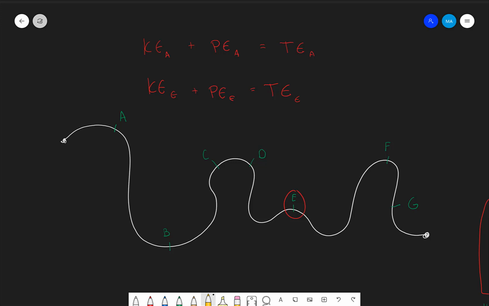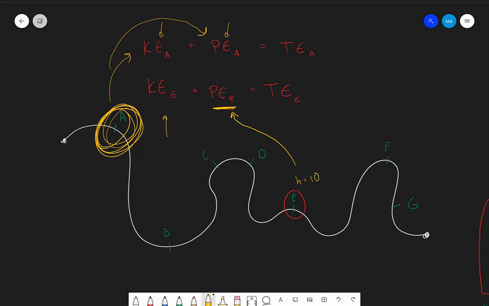The problems that we ask you will always give you all the information for one point. So we will give you the kinetic energy at point A and the potential energy at point A. We will ask you something about the kinetic energy at point E, and we'll give you something about the potential energy at point E. Normally we give you the height. So maybe the height is 10. That lets you figure out the potential energy. The way you solve these problems is you always use the situation that you know entirely. So I'll tell you that it starts at rest and that it's 20 meters above the ground. You use that to figure out the total energy at one point.